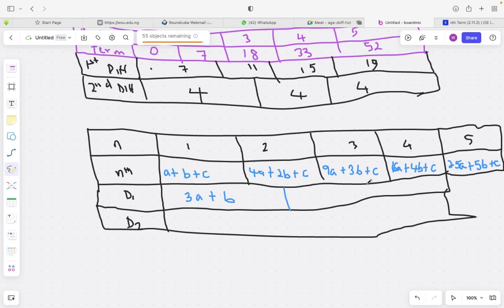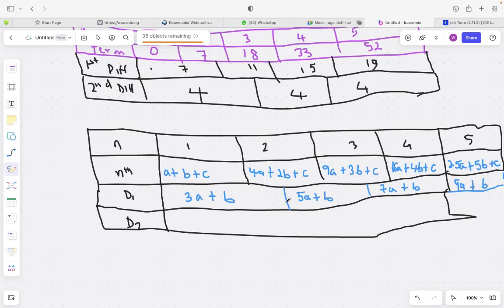Then you find the difference between this and this. 9 minus 4 is 5. So I get 5a here. 3b minus 2b, I get plus b. C minus c is 0, so no need to write that. Then between this and this, 16 minus 9 is 7, so I get 7a. 4b minus 3b, you get plus b. Then the difference between this and this, 25 minus 16, that's 9. So I have 9a plus b.